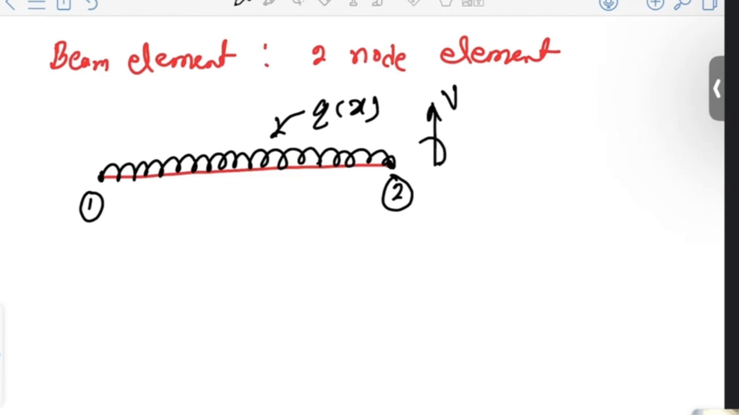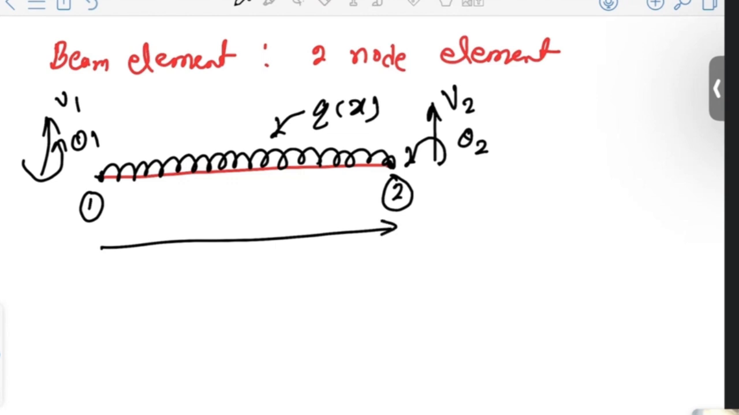So this will be our V2, theta 2, and here V1, theta 1. So each node has 2 degrees of freedom. And this has length L. So this is our x coordinate system, and this is our y.